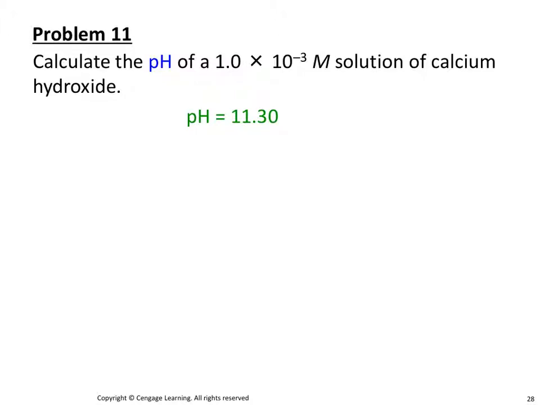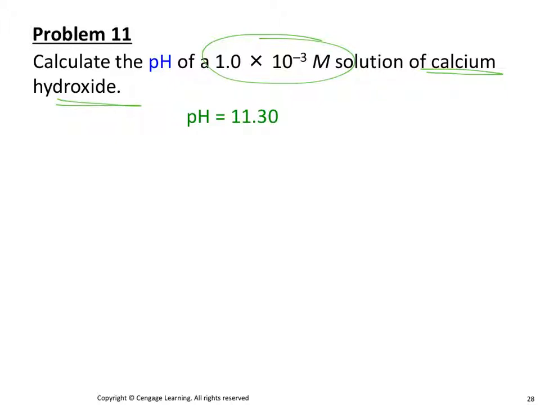Calculate the pH of a 1 times 10 to the negative molar solution of calcium hydroxide. This question is a lot easier than you would think. First of all, these are the oxymoron questions. Why? It's a base, and they want the pH. But can I take this exact concentration and use it? Why? It's strong. Very good.